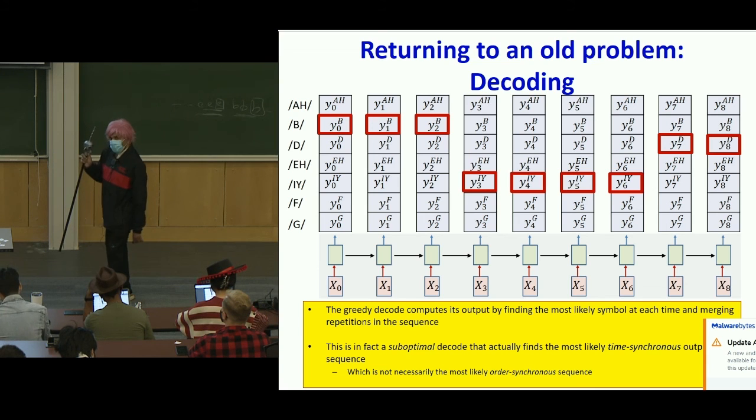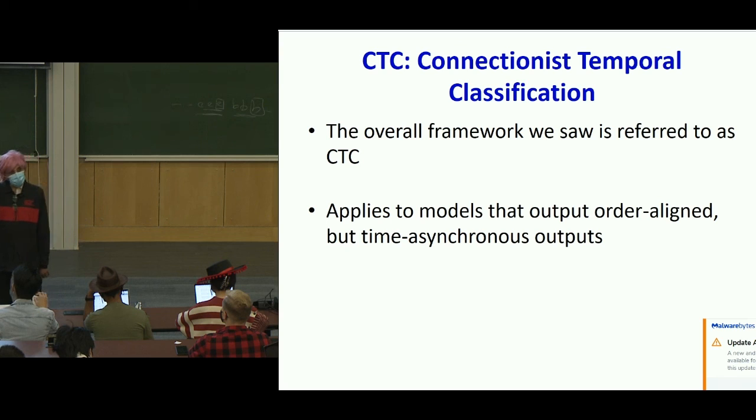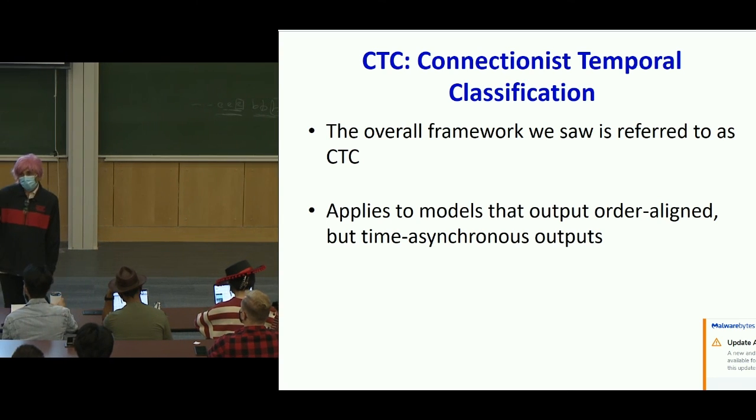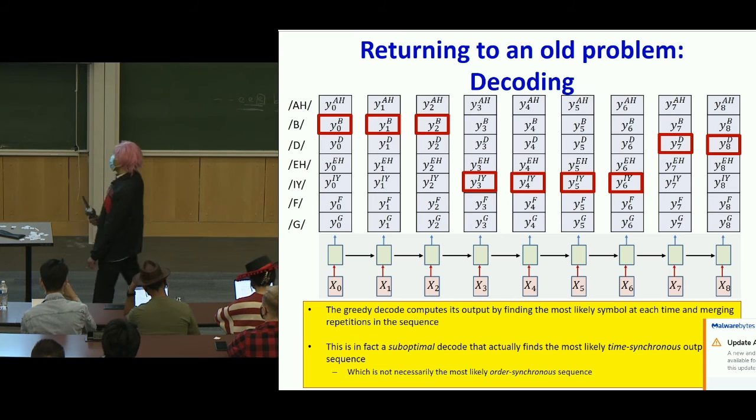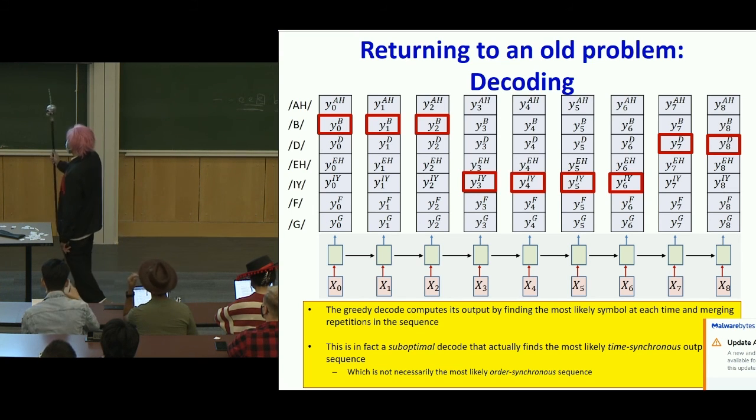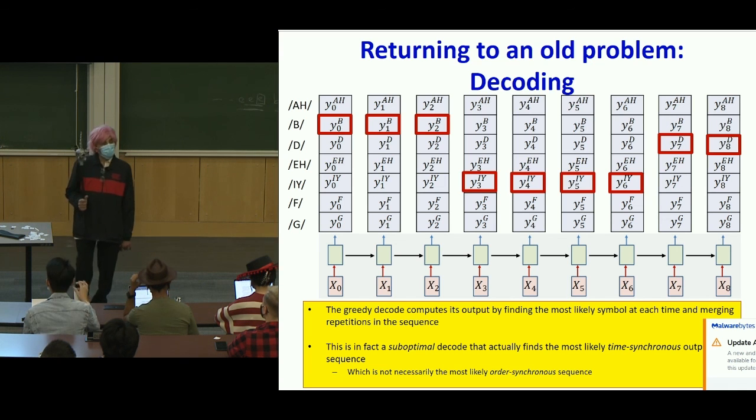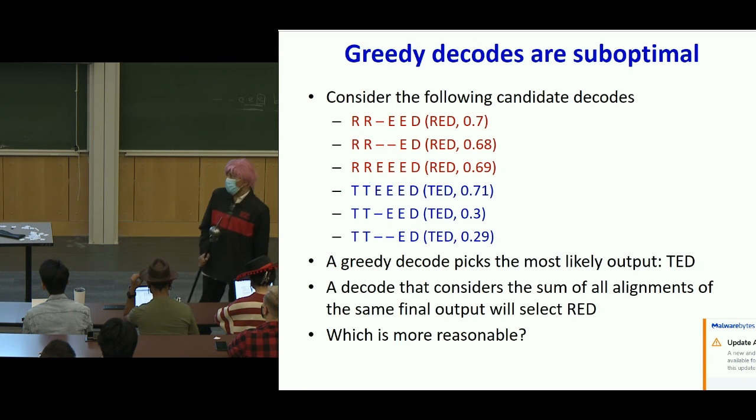Now, observe that once I have this kind of a model, I can perform a greedy decode, and I don't have to worry about the ambiguity of compressing sequences because a compression of a sequence is unique. Anytime I have a repetition of a symbol, there is going to be a blank between the two. Nonetheless, we did observe that the greedy decode actually finds the most likely symbol at each time, and this only finds the most likely time synchronous sequence. It's not necessarily the most likely order synchronous sequence.